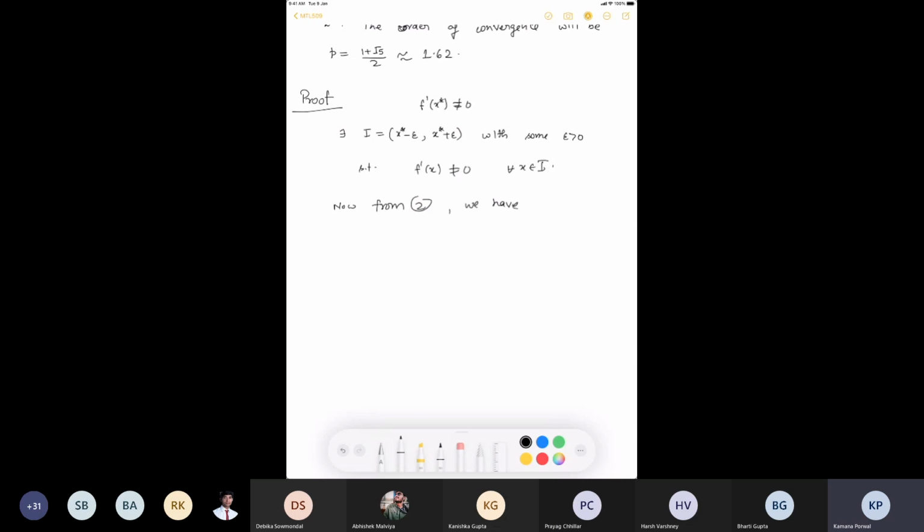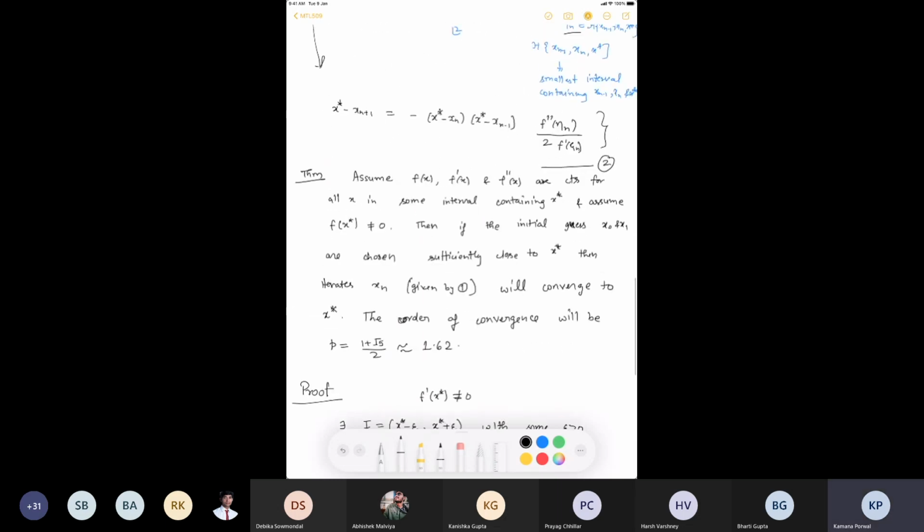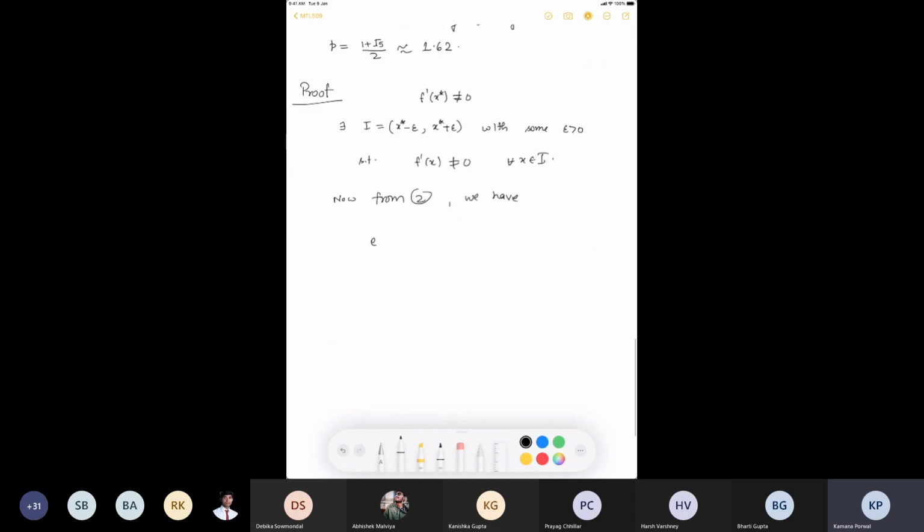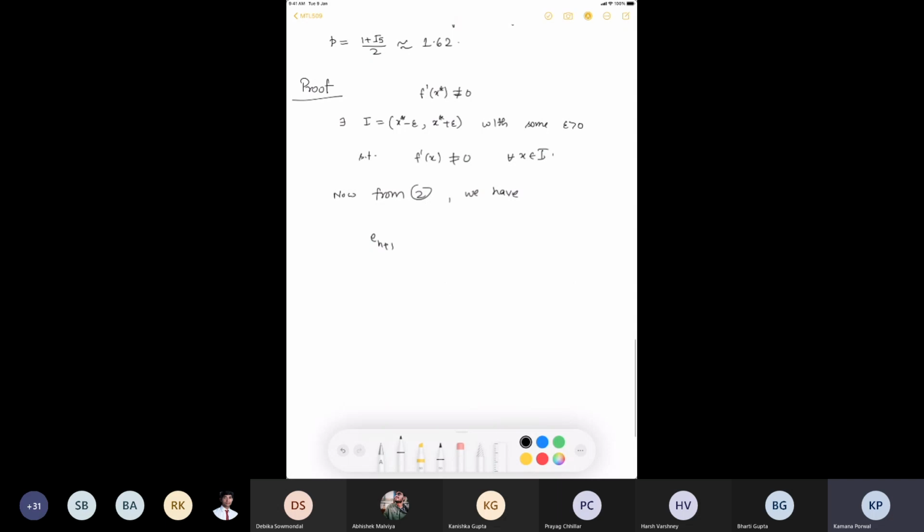So we have that x star minus x_{n+1} is e_{n+1}, and this is e_n, and this is e_{n-1}. So e_{n+1} equals minus e_{n-1} times e_n times f double prime of eta n divided by 2 f prime of chi n, where eta n and chi n are defined as before.